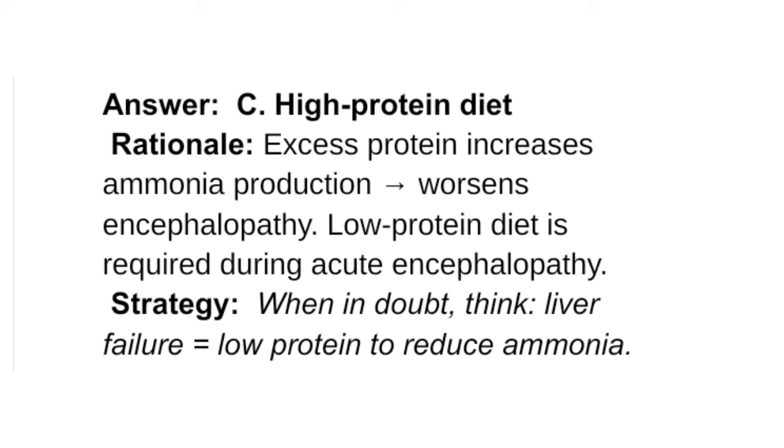Rationale: excess protein increases ammonia production, worsens encephalopathy. Low protein diet is required during acute encephalopathy. Strategy: when in doubt, think liver failure equals low protein to reduce ammonia.